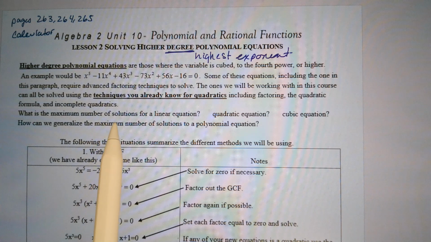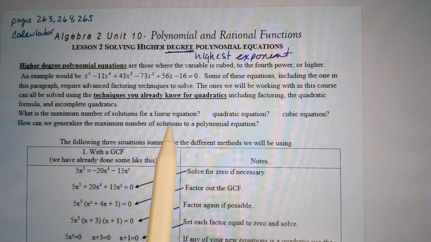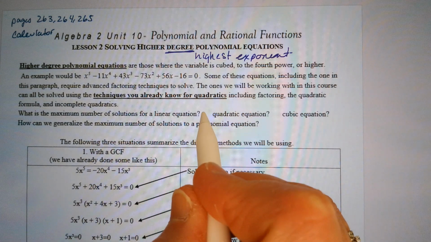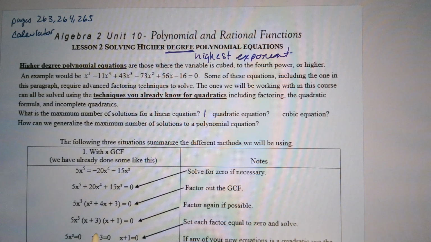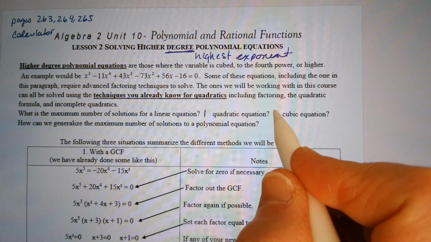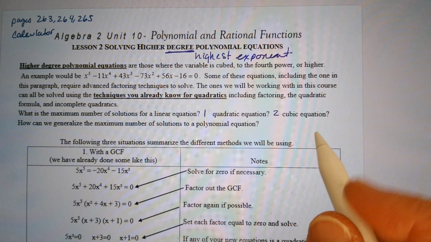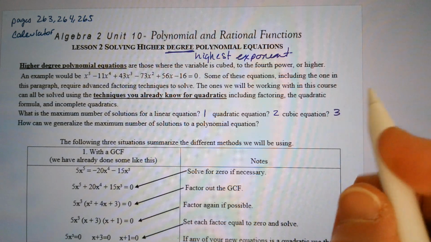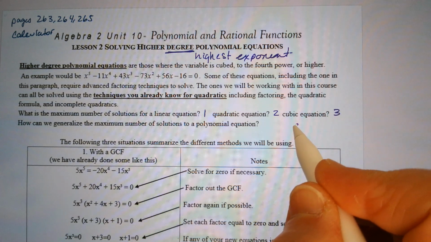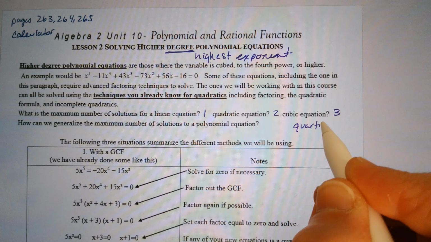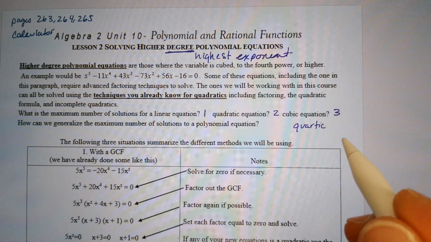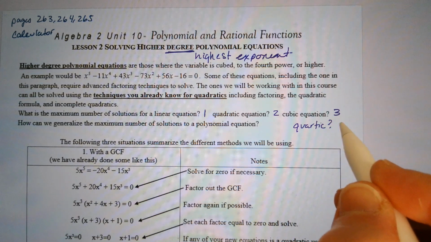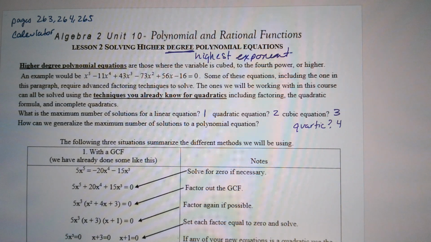What is the maximum number of solutions for a linear equation? A line, only one solution. A quadratic, 2 solutions. A cubic equation, 3 solutions. A quartic, where the highest exponent is 4, would be 4 solutions.